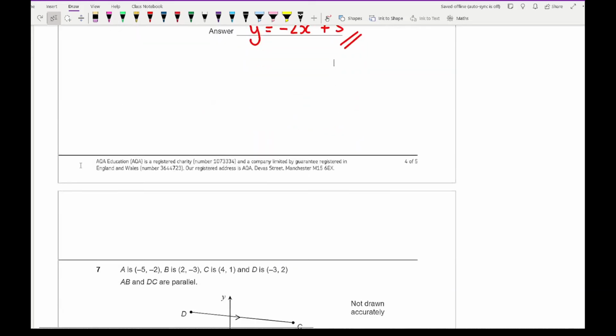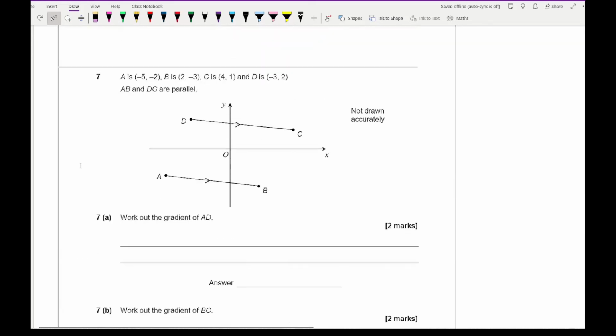Then moving on to question 7, it says that A is at minus 5, minus 2 and B is at 2, minus 3, C is at 4, 1 and D is at minus 3, 2. And it says AB and DC are parallel. Work out the gradient of AD. So for this, what we need to do is look at the points. So for this, let's just mark. So this is the line that I'm wanting to work out the gradient of.